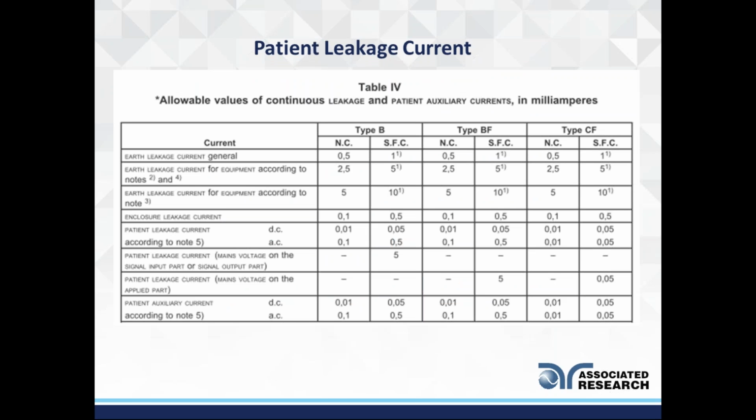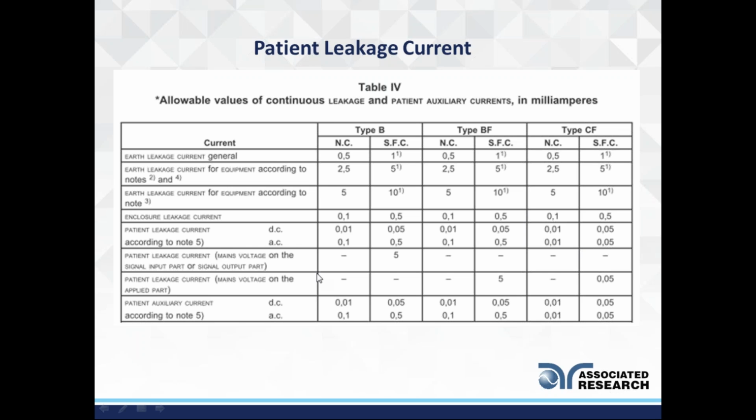Now, table 4, allowable values of continuous leakage and patient auxiliary currents. So this is for patient auxiliary. We have our earth leakage, which we talked about, most people do. We have patient leakage current. So again, you can see that trend here. With normal conditions, your thresholds are a lot lower than under single fault conditions.